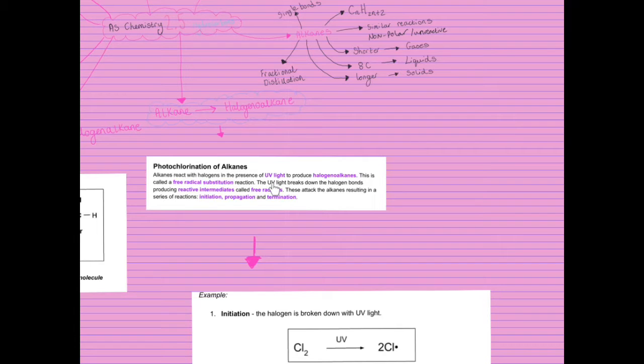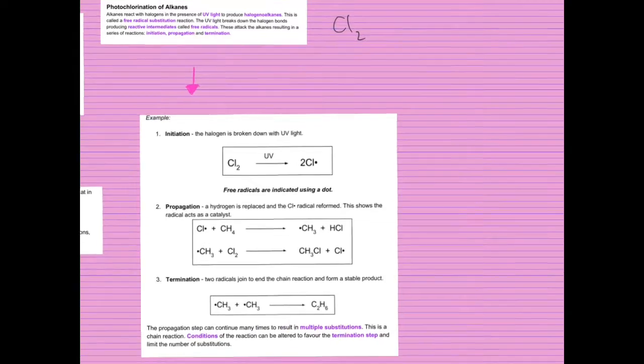We use the UV light to break up chlorine. So something like Cl2, we use it to break it up so that it's then 2 different particles, 2 chlorines that we can then use and undergo these 3 stages. So there's 3 stages of making an alkane into a halogenoalkane.